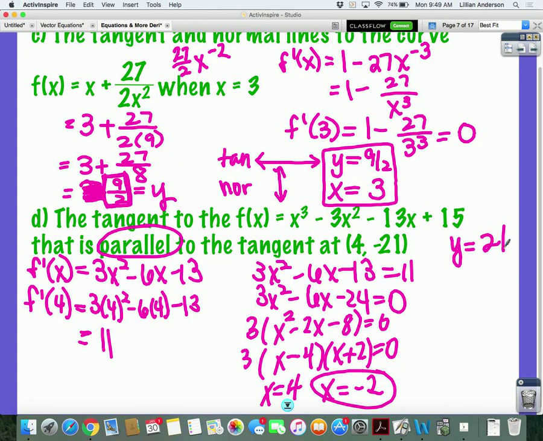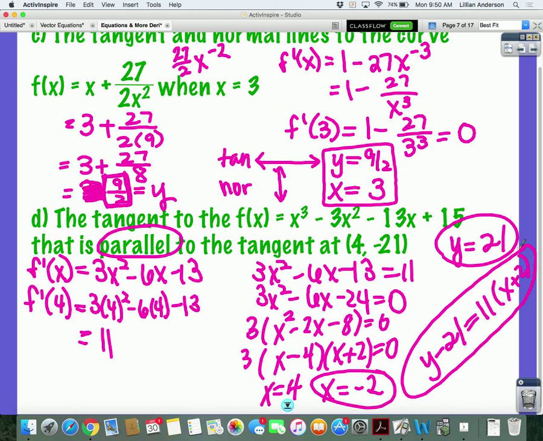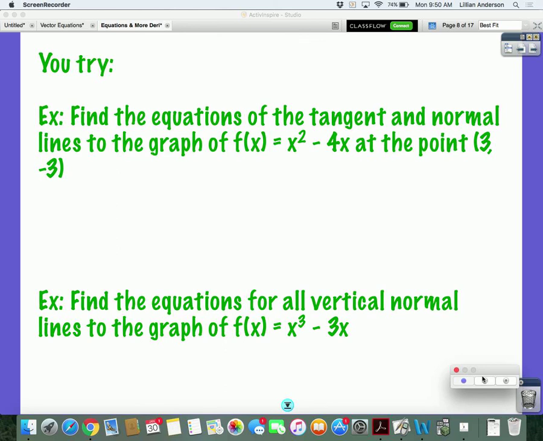21. So our equation, using our x and our y, and the slope is going to be y minus 21 equals the slope, 11, times x plus 2. Because remember, it was x minus x1. And there's our equation for our line. Try these two on your own.